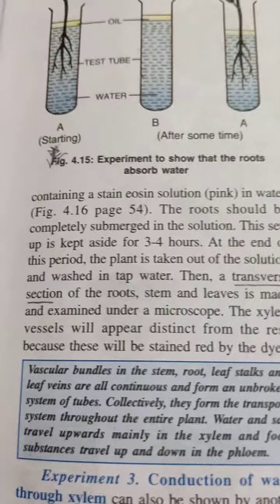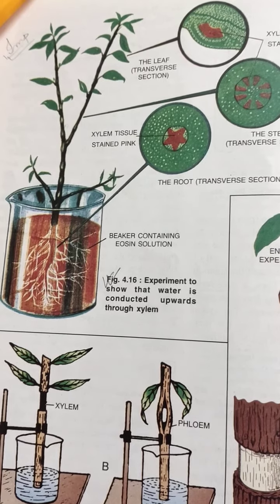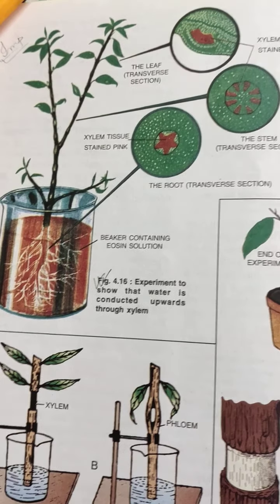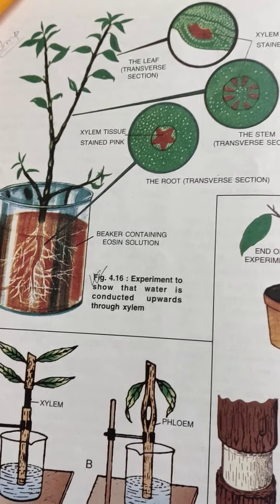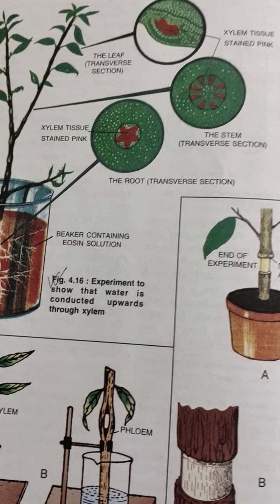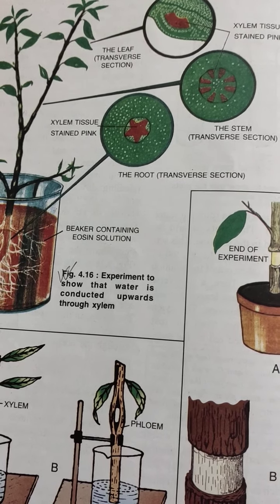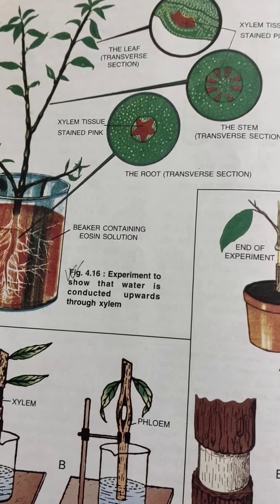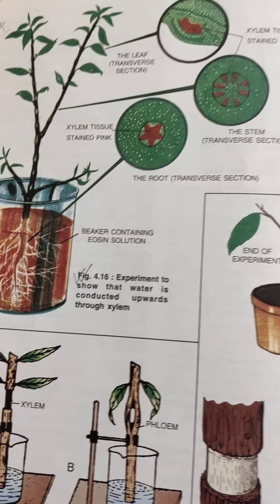Now I'll show you the diagram. Now see, this is the diagram. Here you can see in the beaker eosin solution reddish in color, and after some time when we are taking the transverse section from all the parts like leaf, stem and root, we are seeing the distinct parts have only stained red. Those parts are actually the xylem tissue. As you can see, it is marked very clearly, xylem tissue stained pink. Only the xylem vessels are stained pink. That means xylem is responsible for the conduction of water. No other parts are playing its role here. I hope it's clear.